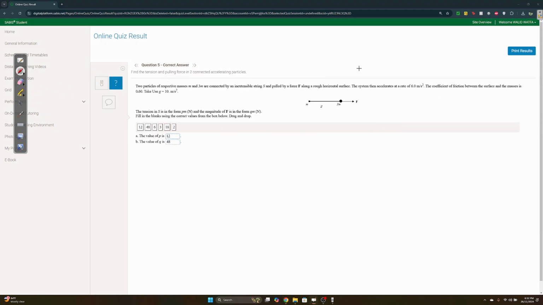Two particles of masses m and 3m, inextensible string, on a rough surface, accelerates at 6, so it's important. Coefficient of friction is 0.6, so mu is 0.6. They want the tension in the string and the force F. We're going to start with the block m, and I'm also going to draw 3m. So we put this 3m, and this is m.